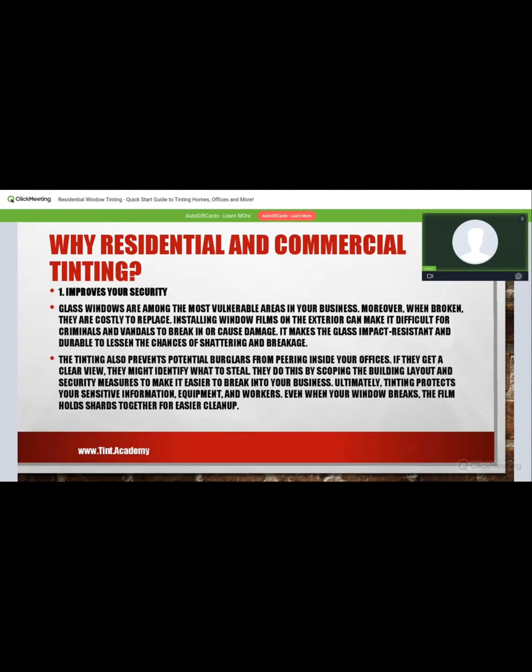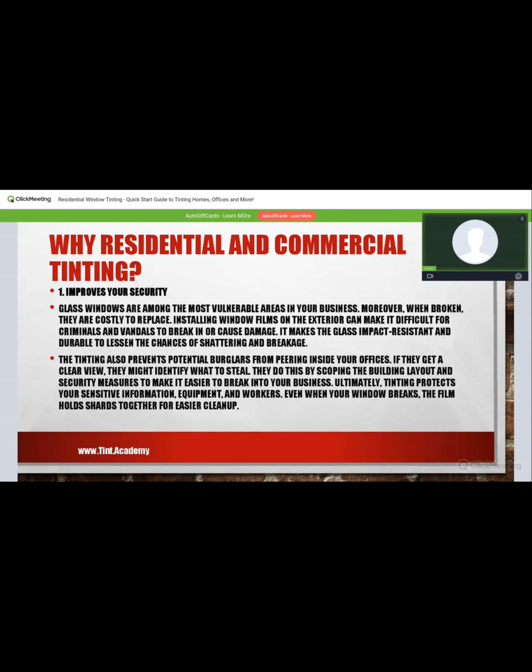Like we talked about, we're going into that recession. It's a lot harder time for people. We're going to see this increase a lot more. Tinting prevents potential burglars from peering inside your offices or your home. If they get a clear view, they might identify what to steal. They do this by scoping the building out, looking at security measures to make it easier to break into your business. Now, this refers to commercial quite a bit, but it also reflects into residential and into home.